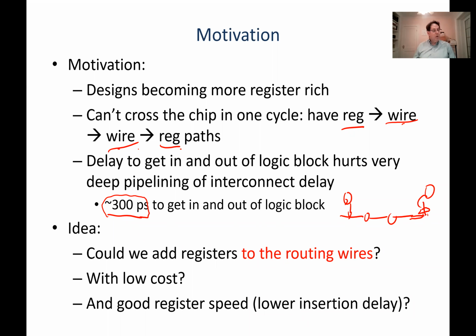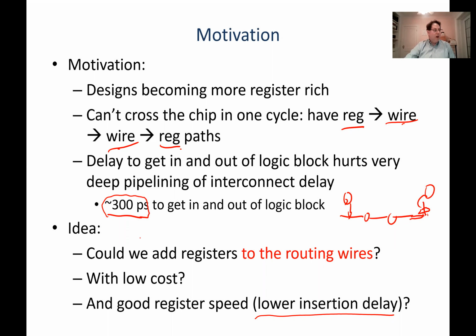If we're going to do that, we want it to be low cost because most of our area in an FPGA is the routing. So it's obviously a pretty big risk to doing this. And we want the registers to be fast. Okay, so can we remove this? We're trying to get rid of this insertion delay. The fact that if we're crossing the chip, we really would just like to use wiring, but we can't.